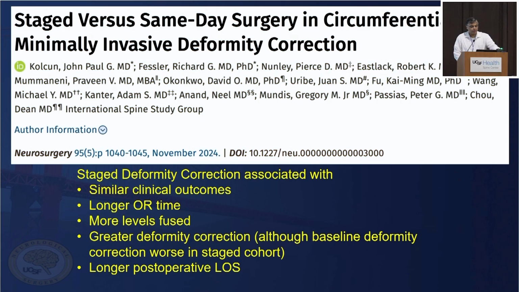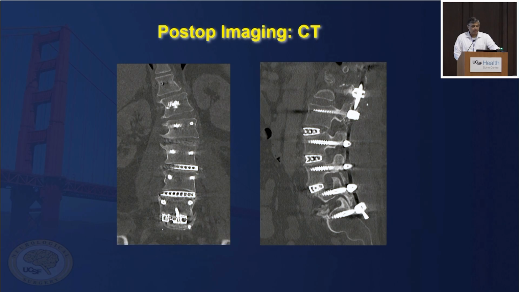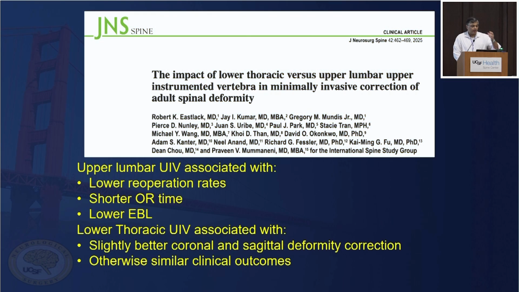And then the next question is, do you want to do it in 1 day or in 2? My typical practice has been to do it in 2, but we did look at this through the study group as well. And there are similar clinical outcomes whether you do it in 1 day or 2. But the advantage of doing it in 2 is that you can get the x-ray in between and see what more correction you need. You can also get an MRI in between and see if you got enough indirect foraminal decompression. So this patient had the laterals and then had the PERC screws placed on another day.